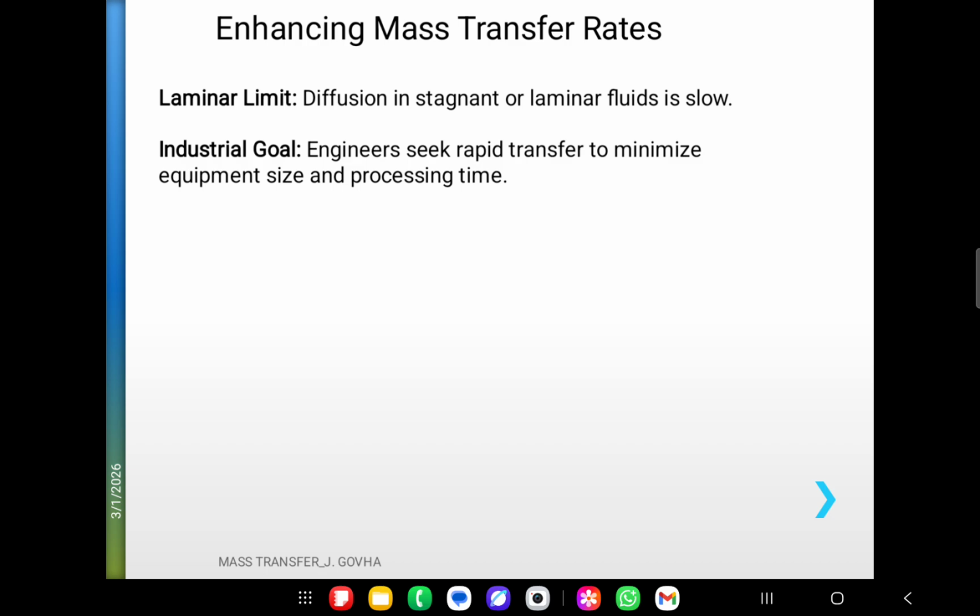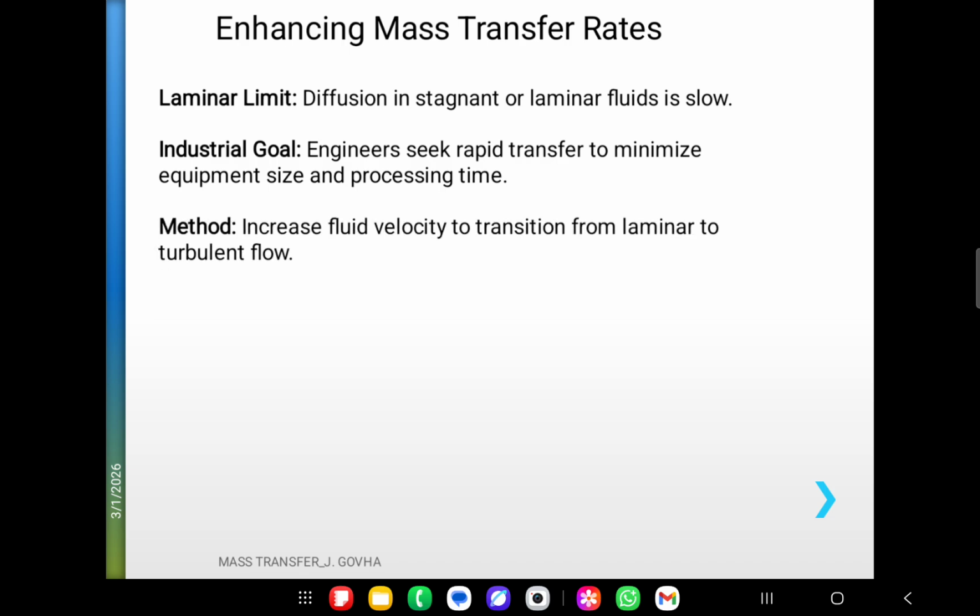And the industrial goal is to make sure that there is a rapid transfer, as time is always money, and this also minimizes equipment sizes and processing time. So we need to make sure that that is minimized. So how do we do that?